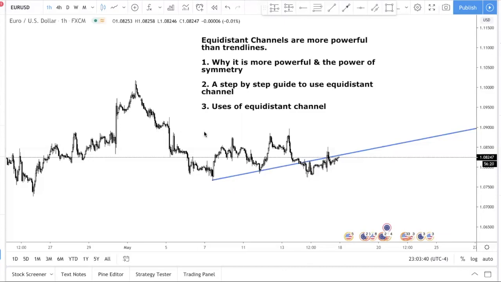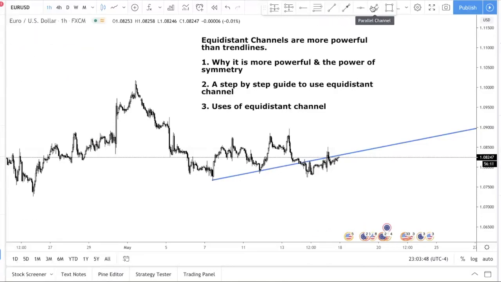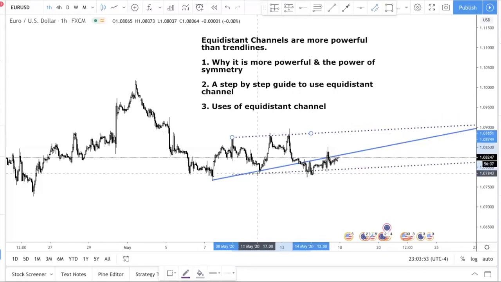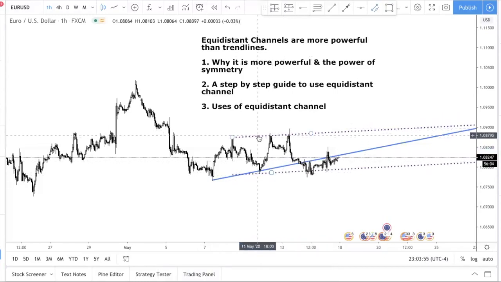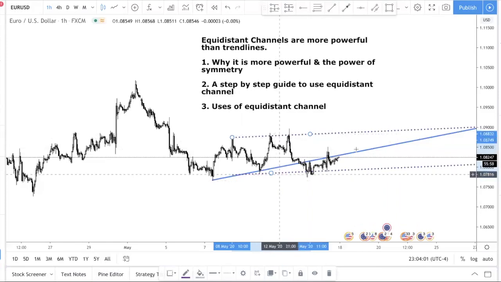The Equidistant channel is actually drawn something like this. Let me just show it to you. Let me see, okay, I have it here. It's something like this. Basically, you are drawing a trend line and projecting it down, versus just a normal trend line, which is a single line.